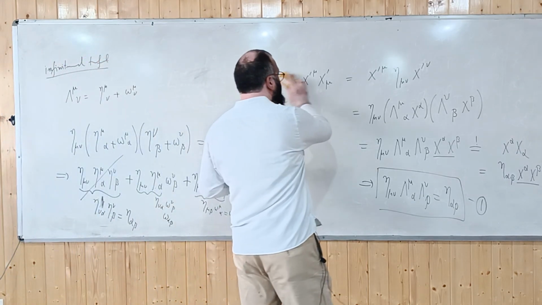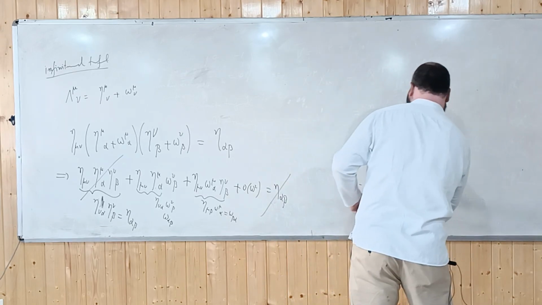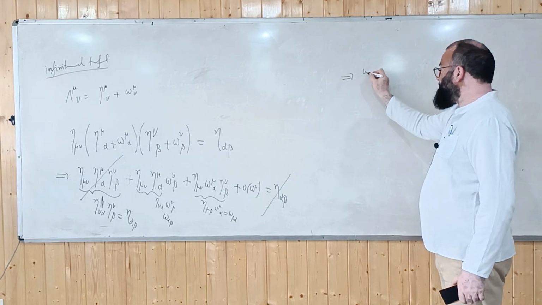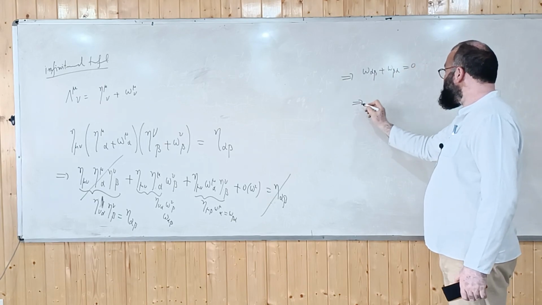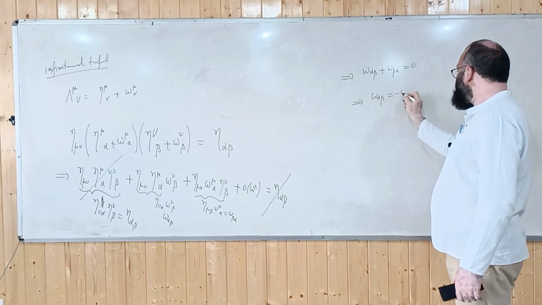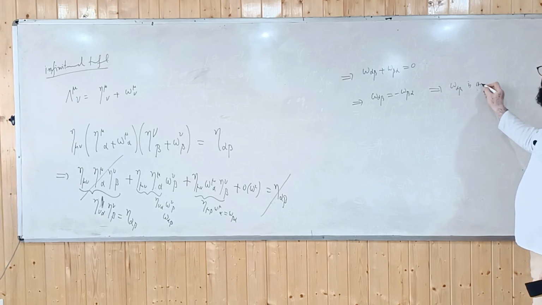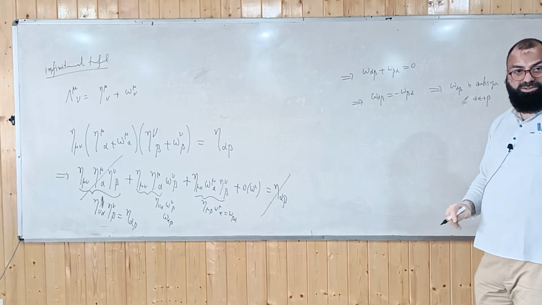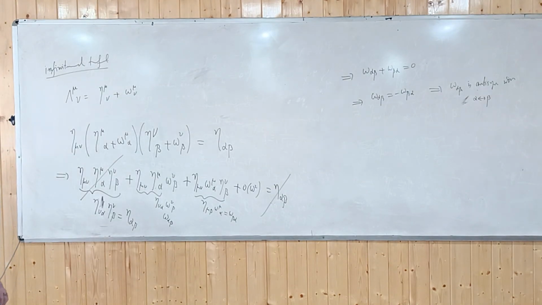Okay, so what we have is, therefore, omega alpha beta plus omega beta alpha is equal to 0. So omega alpha beta is equal to minus omega beta alpha, which implies omega alpha beta is antisymmetric under alpha beta exchange. Clear? So that means omega is an antisymmetric matrix. Got it?